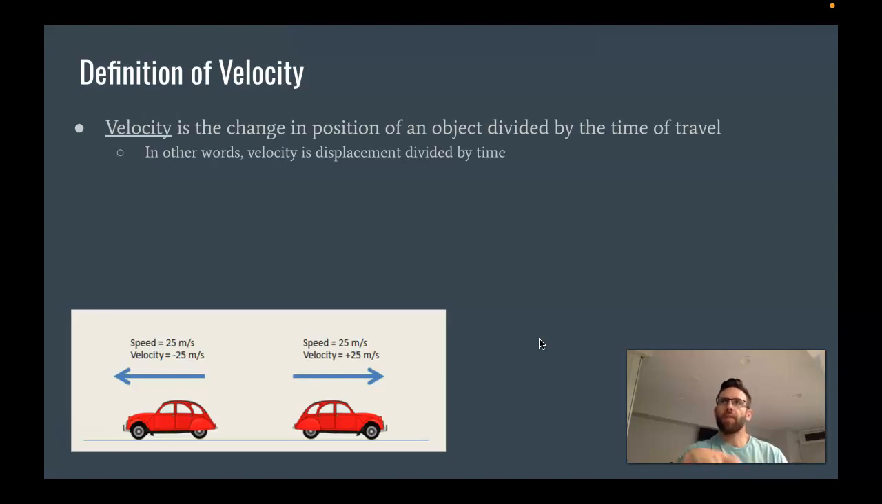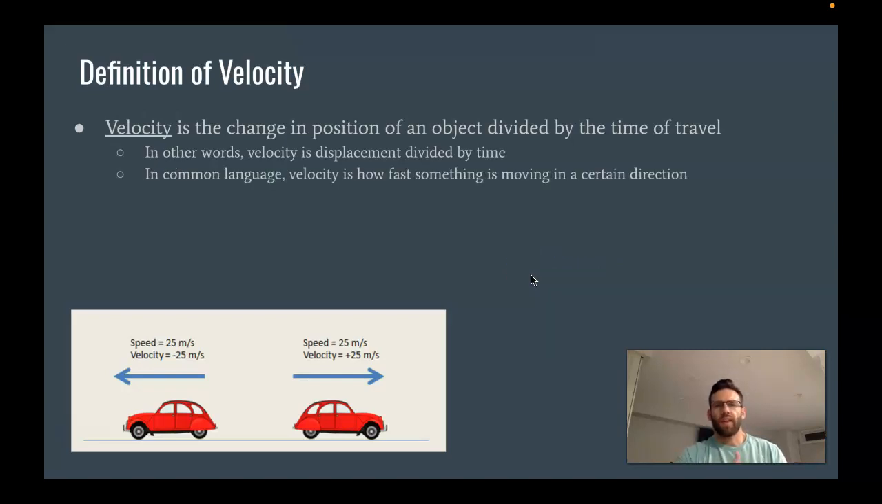And so if you think about it, velocity is really like how fast something is going. Well, for us to measure how fast something is going, we have to know how far it went and how long it took. And we compare those two things. That's exactly what we're saying here. Velocity is displacement divided by time. How far did you go divided by how long it took you.